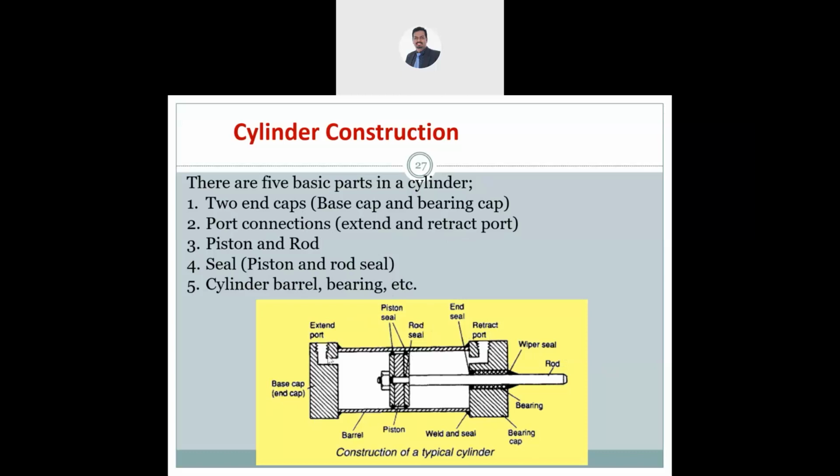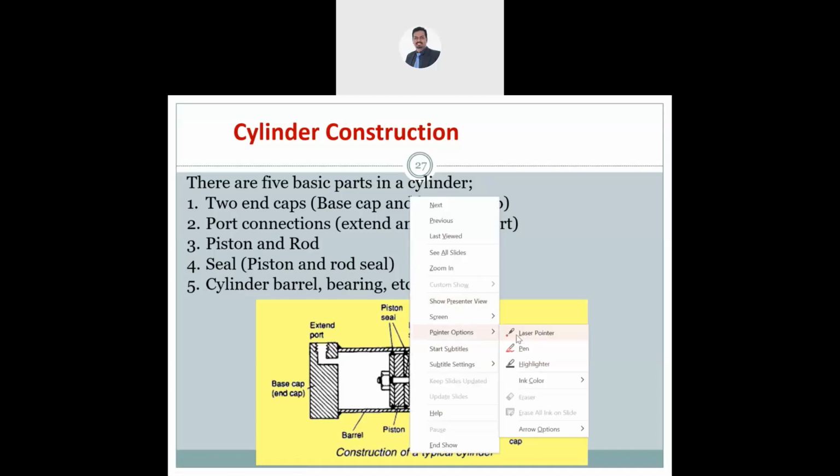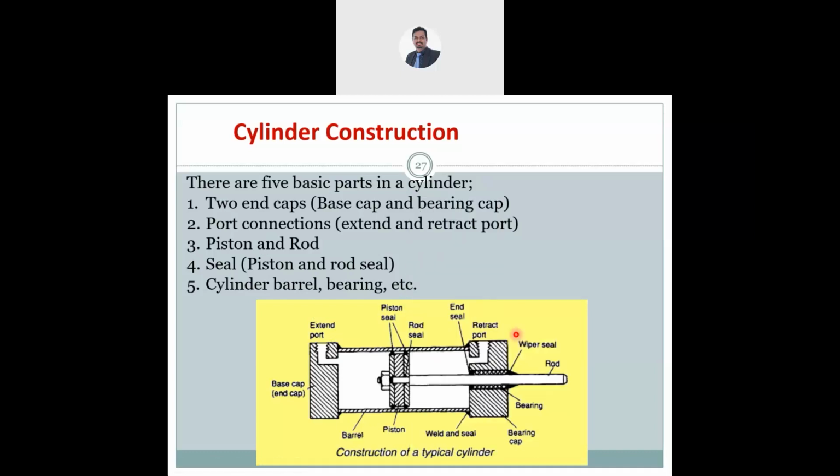Ada input, ada output port. Okay, ataupun extend and retract port. Kemudian ada piston. Okay, so ada piston, ada rod. Okay, then ada seals. Other seals pun ada. Then you have a cylinder barrel and bearing and etc. So this is a construction of a typical cylinder.